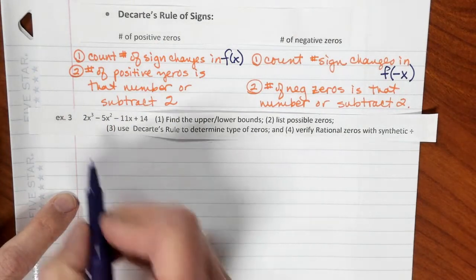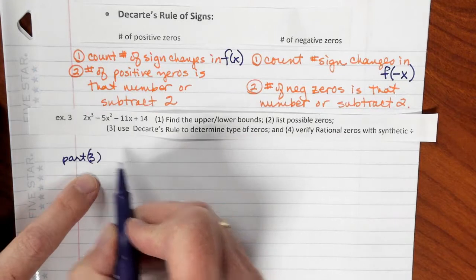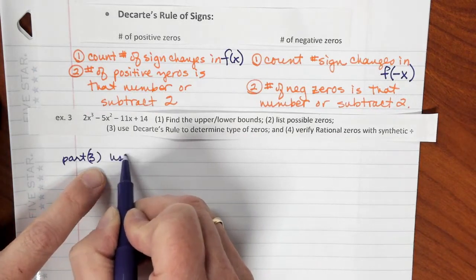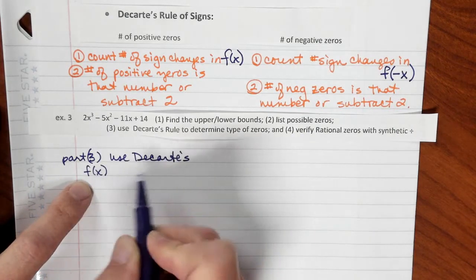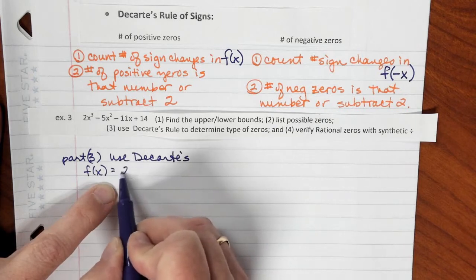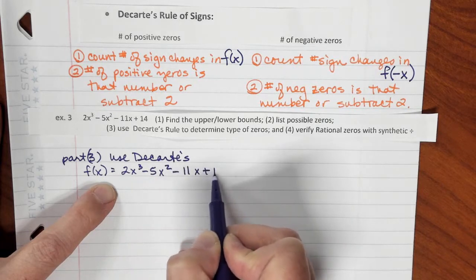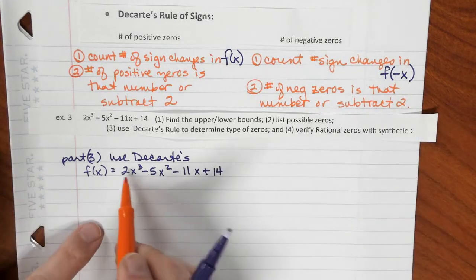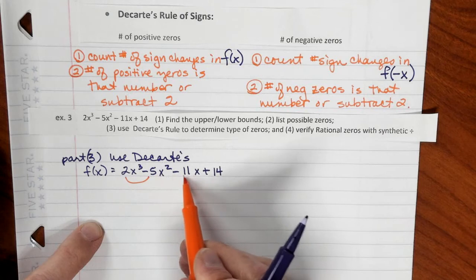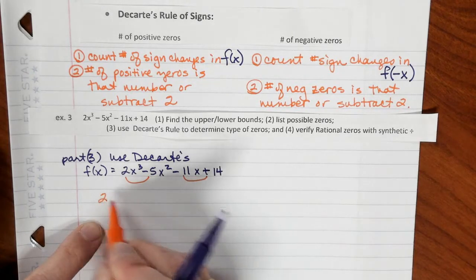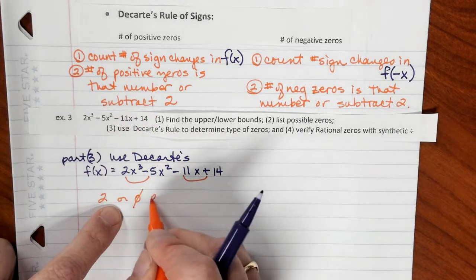I want to do that first. So I'm first going to do part 3. And I'm going to look at the use Descartes' rule. I'm going to look at the function itself. Well, the function itself is just 2x cubed minus 5x squared minus 11x plus 14. And if I just look at that function, it went from positive to negative. There's one change. Negative to negative, negative to positive. So it has 2 or, subtract 2 from 2, 0 positive zeros.